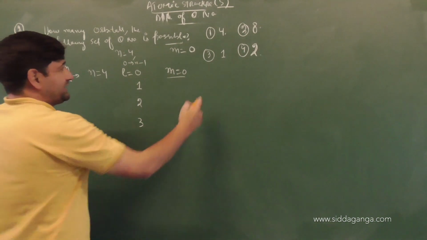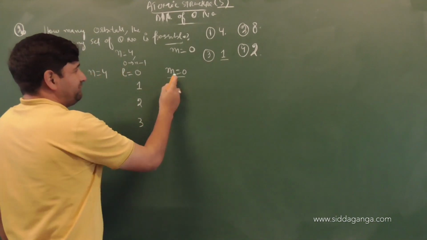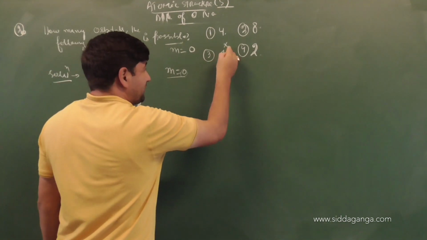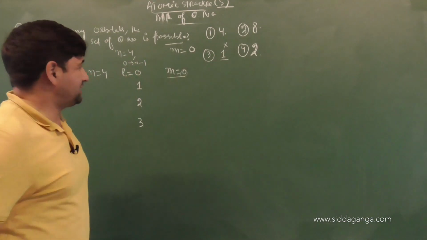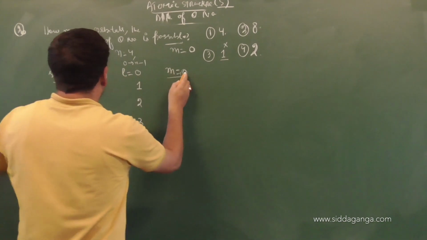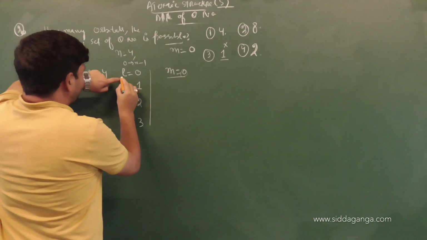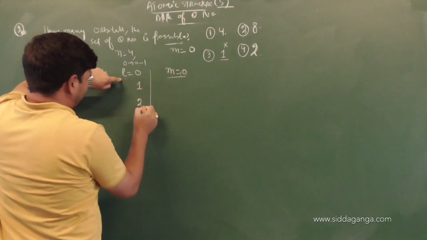Directly you could have said, sir, this is applicable to one orbital because the m value is only 0. Under that case, you will be completely wrong. Because when m value is 0 and n value is 4, you need to find out the number of subshells. So what are the number of subshells? l is 0, l is 1, l is 2, l is 3.